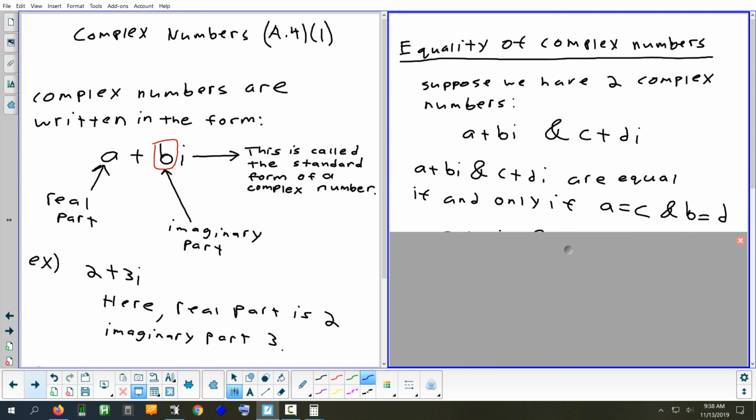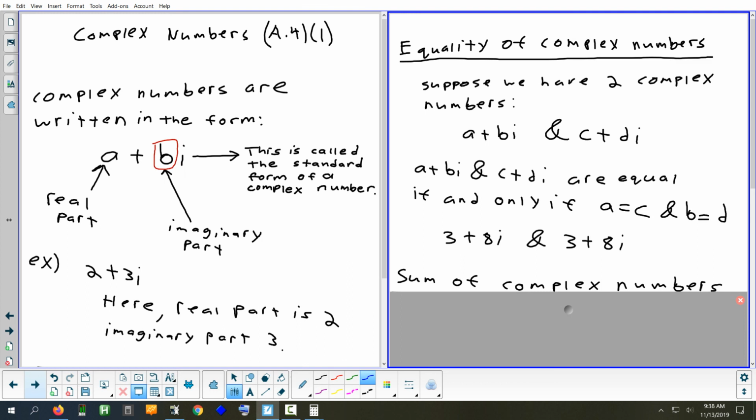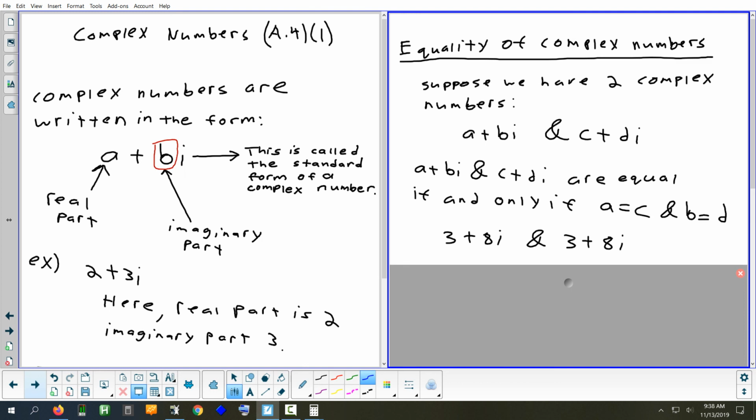So for two complex numbers to be exactly the same, check two things. Make sure that the real part and the real part match, A and C. And then make sure that B and D match. So there's an example of two complex numbers that are the same. It's not enough if only one part matches. Like let's say you did this. And I said, are those complex numbers the same?